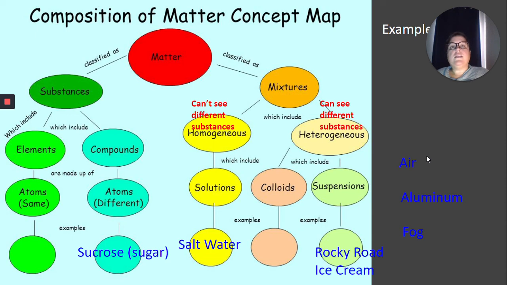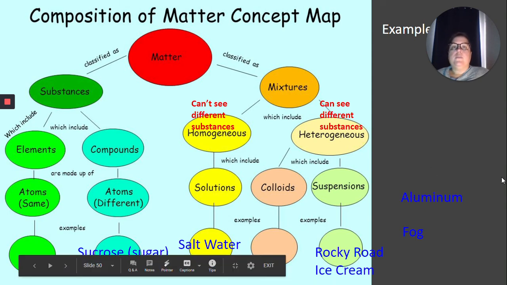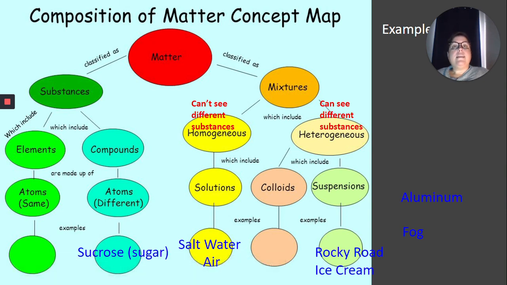Now, is it homogeneous or heterogeneous? It's homogeneous because you can't see the different things that make up air. You can't look around your room and see a clump of oxygen in one corner and a clump of carbon dioxide in another corner. It all looks the same. All right, what about aluminum? Like aluminum foil. Well, that's an element because that's on the periodic table of elements. It's number 13. The symbol is Al. So that's an element.